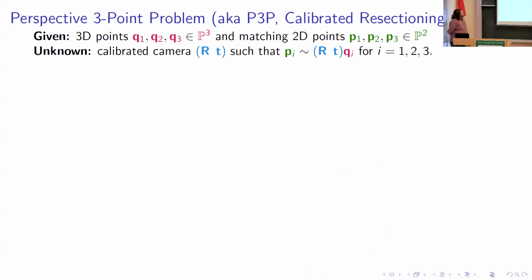Okay, so first up is perspective 3-point. So how does this work? So you're given the input data of 3 points, Q1, Q2, Q3 in P3, and you have matching points, P1, P2, P3 in P2. And your goal is to produce a calibrated camera, RT, that projects each Qi onto the corresponding Pi.